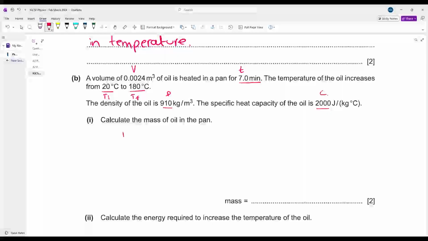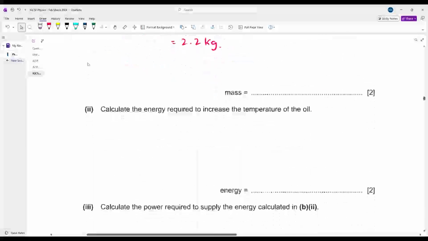How will we do that? Mass is equal to density into volume. बेटा डेंसिटी क्या है, 910. वॉल्यूम क्या है, 0.0024. Can you calculate the mass of the oil? 910 into 0.0024. What is the mass of the oil? 2.2 kg. Perfect.